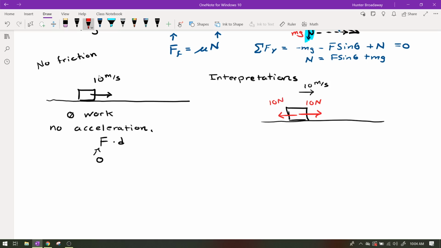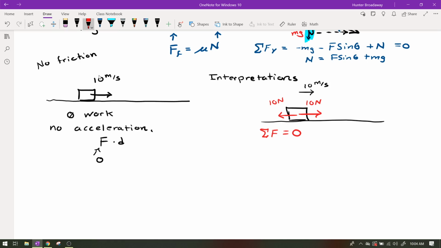So in this case, there are forces applied to the object, but there is no acceleration because the force to the right and the force to the left cancel each other out. So we would say that the sum of the forces is equal to zero. Yes, there are things acting on it, but it's still moving at a constant speed. So the work that we are doing with the 10 newton force is being canceled by the work that we're doing with the friction.